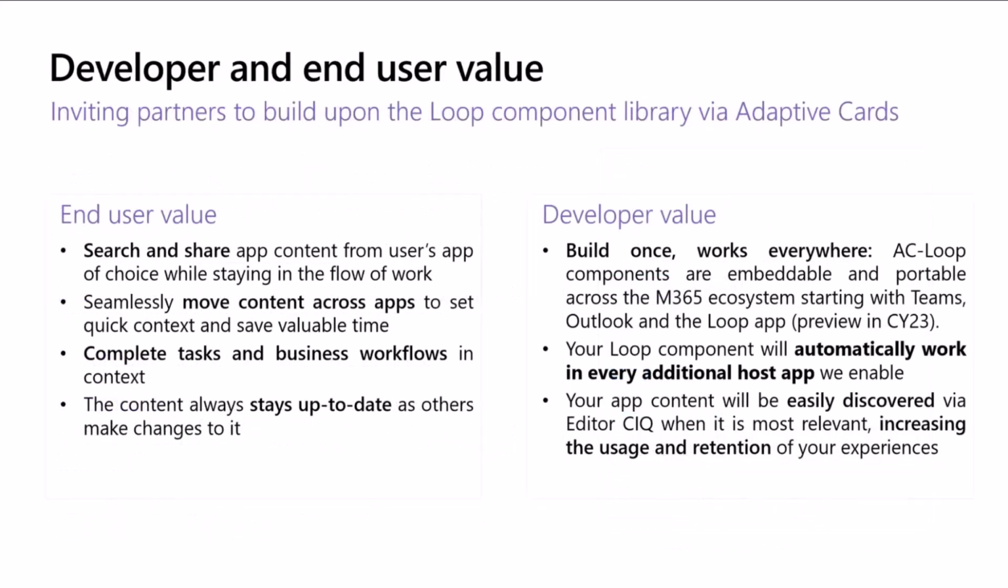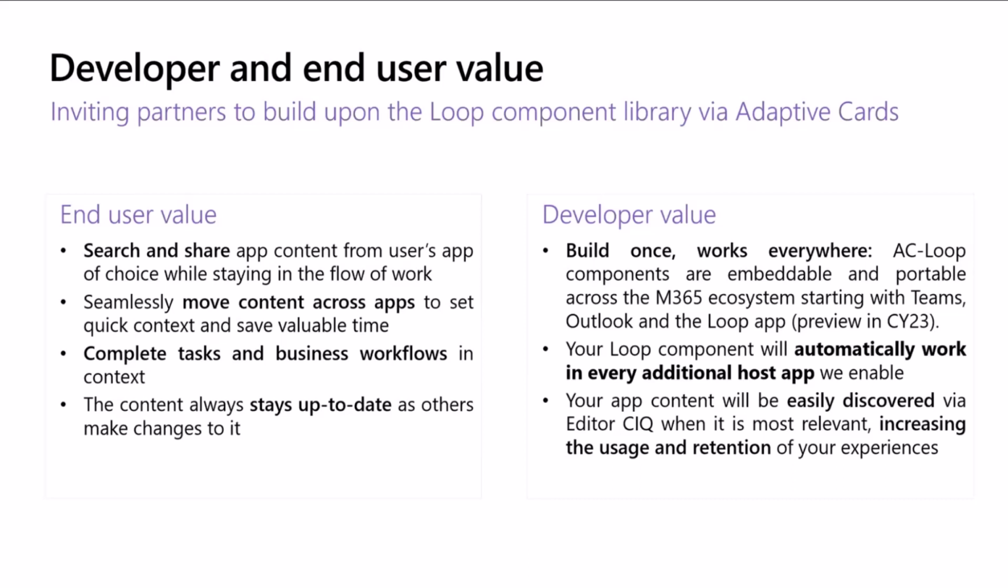Sorry, before that, I'll just emphasize quickly on the developer and end user value. The end user value we just covered. The end user should be able to search and share external content from the user's app of choice. For example, let's say a user is comfortable working in Outlook. So the user should be able to search and share content in Outlook, and should also be able to move the content, let's say, from Outlook to Teams seamlessly. That saves a lot of time, because let's say there's another user who is more comfortable in Teams or in the chat app, then the other user should be able to just come across that content without having to context switch. Thirdly, the user should be able to complete tasks and workflows in line, and the content should always stay live, as we covered in the last slide.